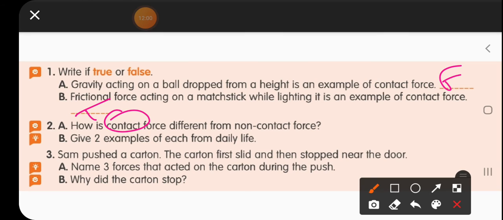Whereas for non-contact force, the falling of a pencil from a bench on the floor is a non-contact force.